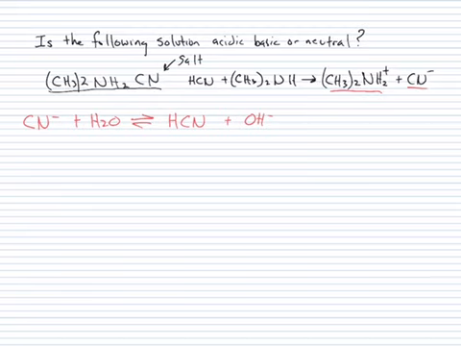However, in this case, the other ion also hydrolyzes. So the ion that comes from the dimethylamine has an extra proton, or extra hydrogen ion. So it too undergoes some hydrolysis. It reacts with water, and it's going to form the dimethylamine, and that extra hydrogen is going to go with water to produce hydronium.